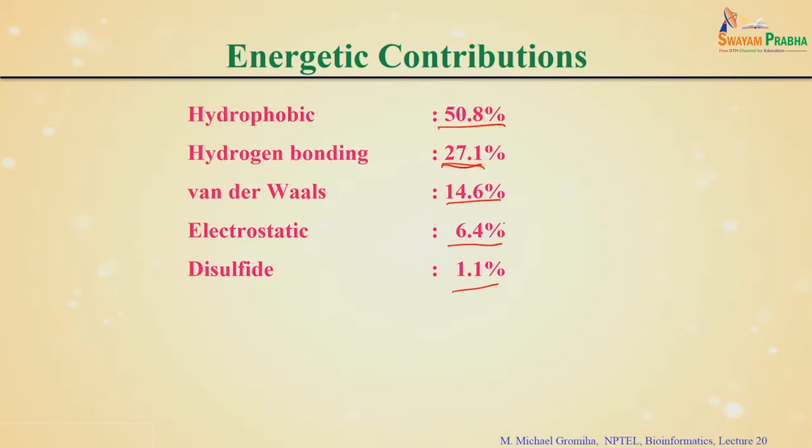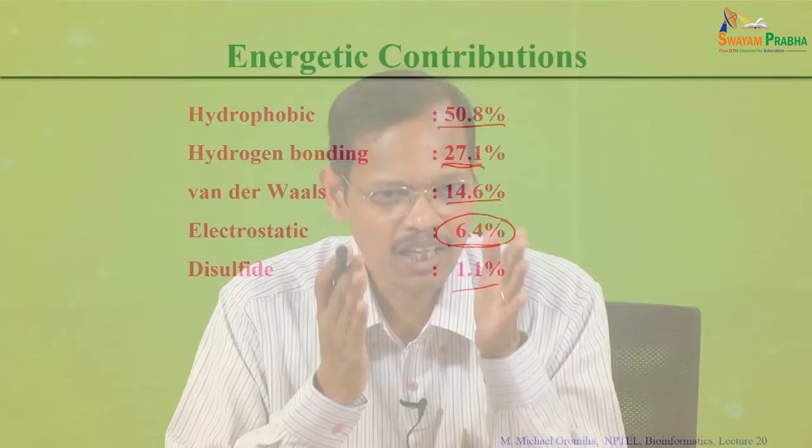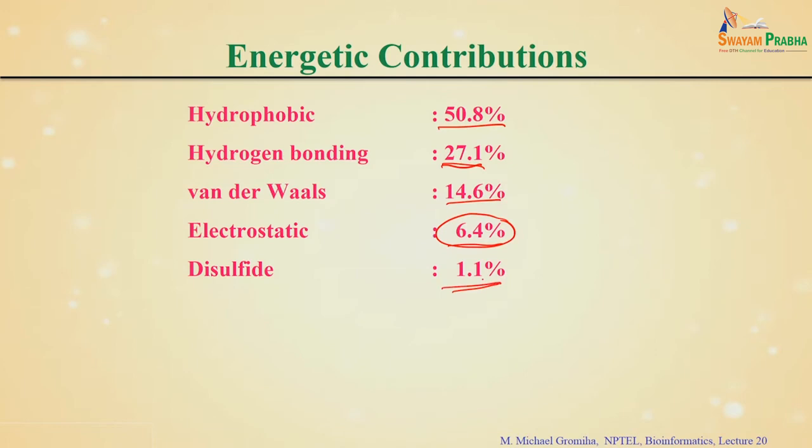Then, if you see the electrostatic interactions, you can see a limited number of ion pairs between the positive charge and the negative charge, right. In this case, you can see about 66%. Disulfide bridges are strong, but why is the percentage less? Because it is rare, because many proteins do not have cysteines or disulfide bonds, and even if the proteins have disulfide bonds, the number is less. This is the reason why the number is less in this case.